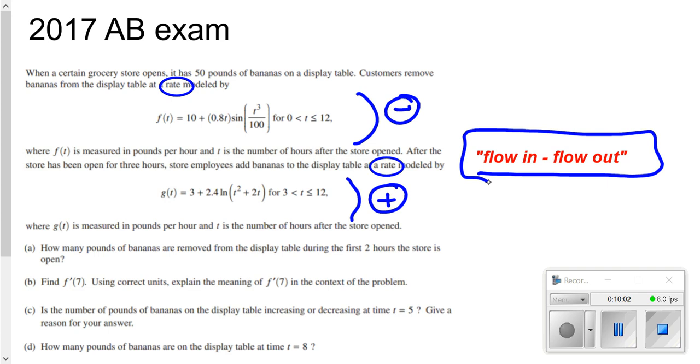There was a question actually on last year's test about fish. I feel like that question also was like fish being added and then fish swimming out of a pond or something like that. It's a common theme, okay? So if you can just look at this and be like, oh, this is just flow in, flow out, a lot of them were kind of the same, even if they aren't about bananas.